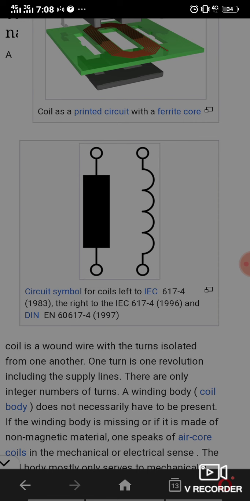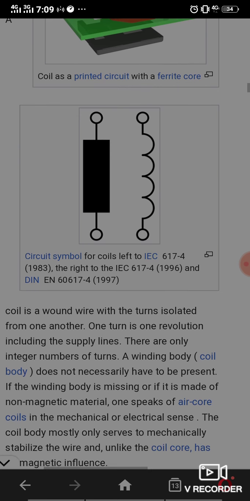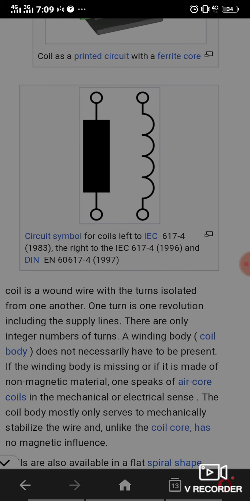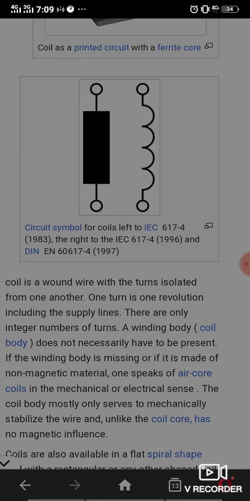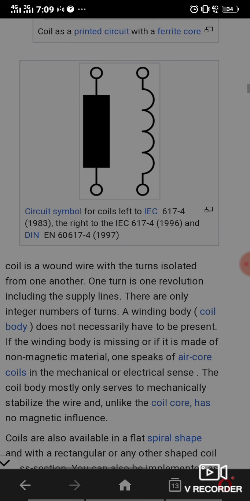A coil is a wound wire with the turns isolated from one another. One turn is one revolution, including the supply lines. There are only integer numbers of turns. A winding body does not necessarily have to be present in a coil, or the winding body may be made of non-magnetic material.